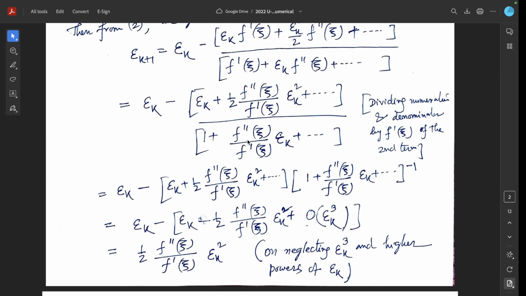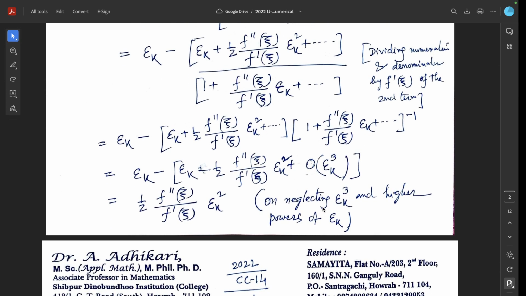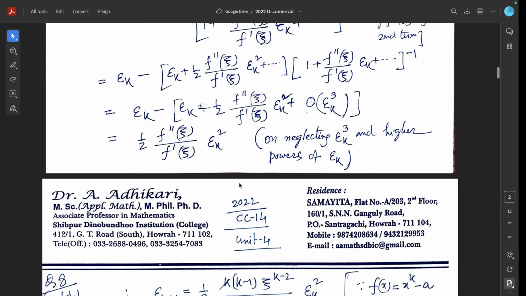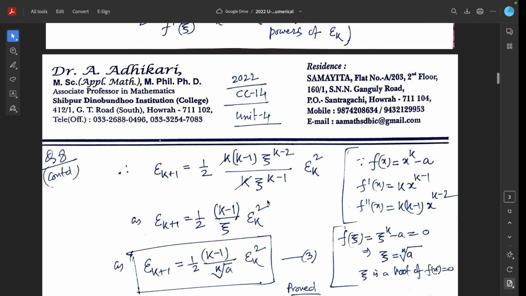So we get 1 plus f''(xi)/f'(xi) epsilon_k, the whole to the power minus 1, and neglecting epsilon_k cubed and higher orders, we get epsilon_{k+1} = 1/2 f''(xi)/f'(xi) epsilon_k squared. Here f(x) = x^k - a, f'(x) = k x^(k-1), f''(x) = k(k-1) x^(k-2). So we find epsilon_{k+1} = 1/2 (k-1)/xi epsilon_k squared.